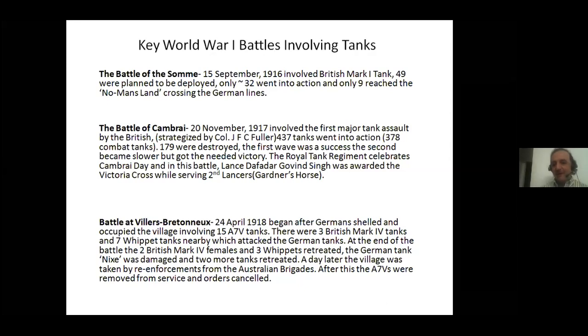So the Battle of Cambrai is also celebrated in Britain, but overall the war ends up quite indecisive. But this becomes a big event for them in mechanized warfare. The first ever charge happens and they are quite successful in this, but the victory is indecisive and then the war just carries on, as we know, until 1918. There's an important note I mentioned about Lance Zafadar Gobind Singh here.